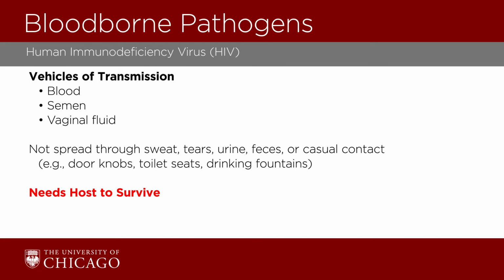Lastly, HIV may be transmitted by receiving transplants of HIV-infected blood, organs, or tissues. However, since 1985, all donated blood has been screened for HIV, so the likelihood is extremely low. There is no evidence that HIV can be spread through sweat, tears, urine, feces, or casual contact such as doorknobs, toilet seats, or drinking fountains.